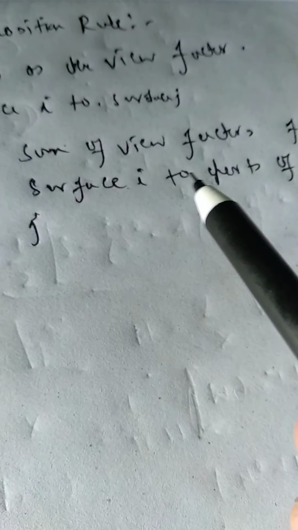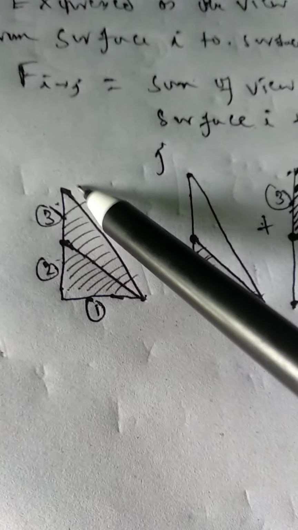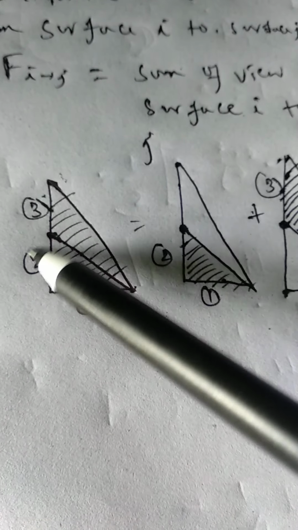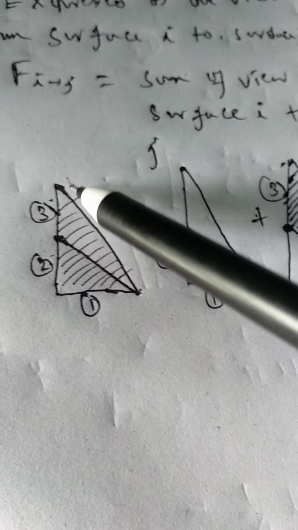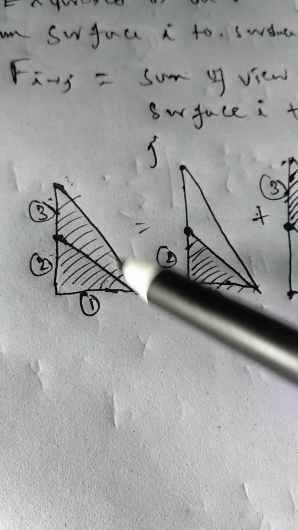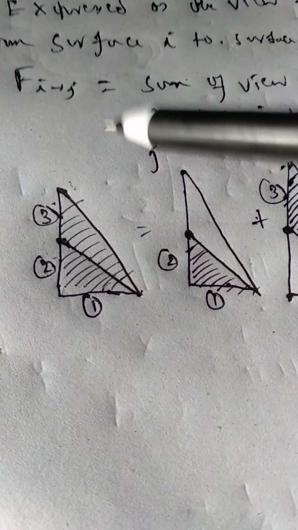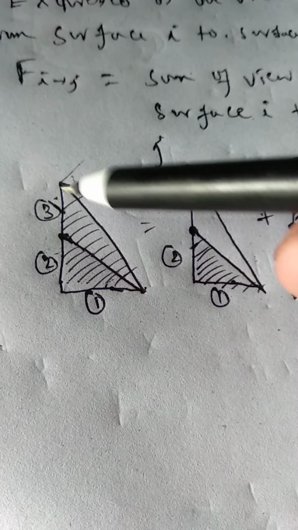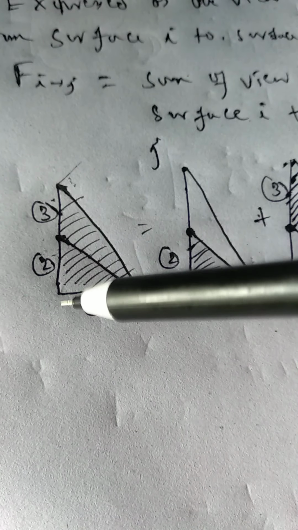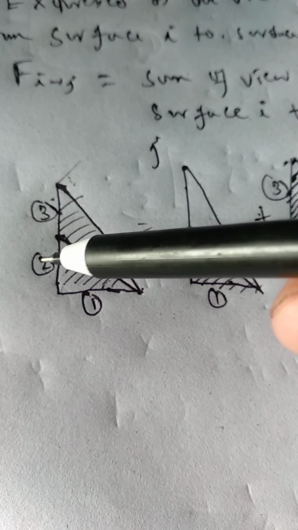Sum of the view factors from surface I to parts of surface J. So consider this geometry which is shown over here. This is a type of wedge. Now suppose this extends infinitely along the perpendicular to the surface of this paper, and this is infinitely long. So we are seeing perpendicular to this surface.